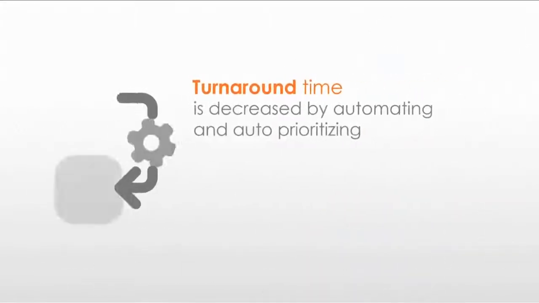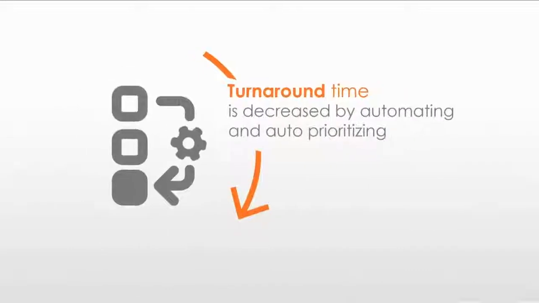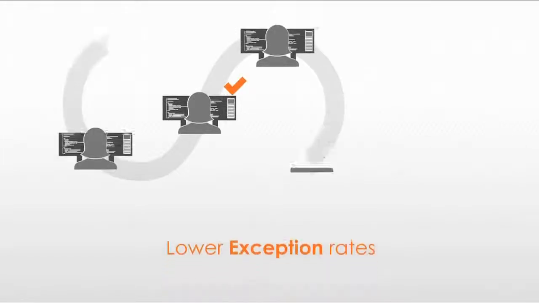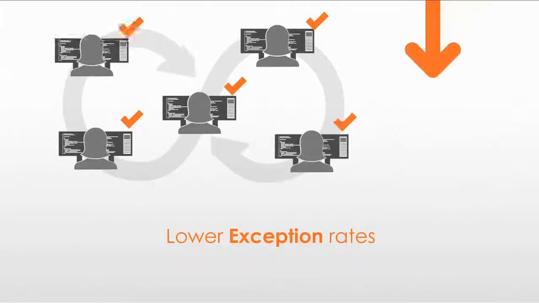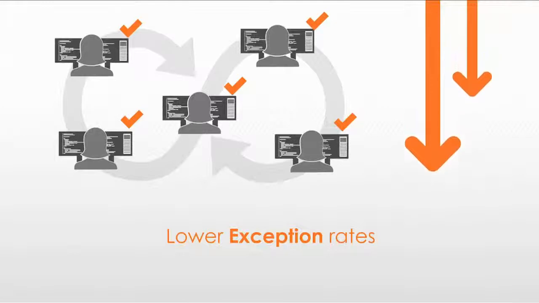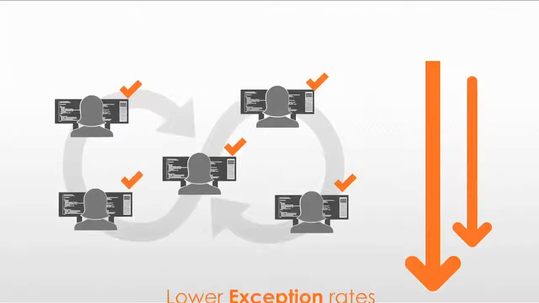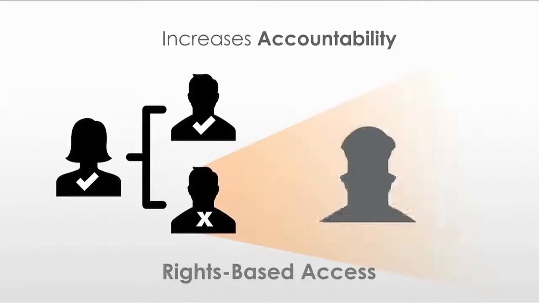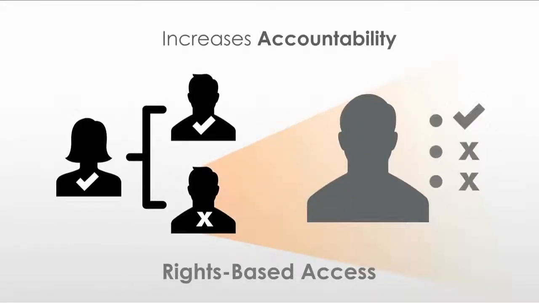Turnaround time is decreased by automating multiple activities and auto-prioritizing cases. Exception rates are brought down by applying validation and integrating with systems to facilitate enterprise-wide collaboration. It increases accountability by providing rights-based access at department and user levels.